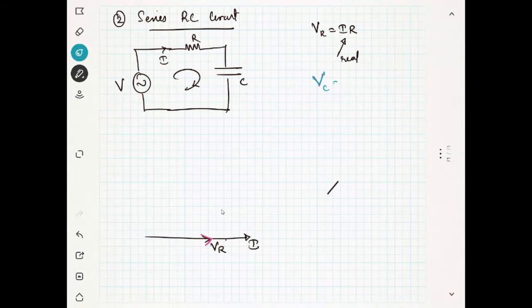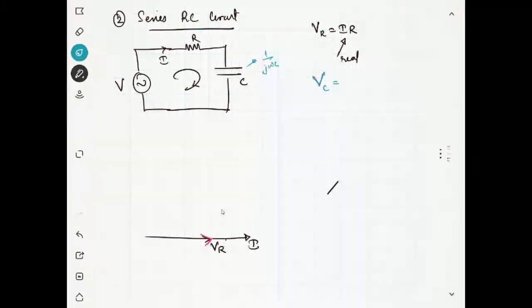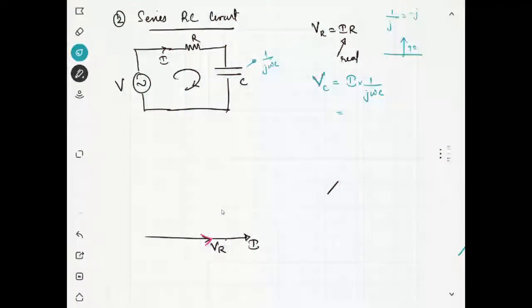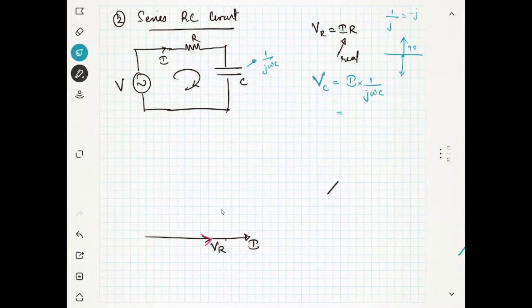Now what about the voltage phasor across the capacitor? It has a reactance of 1 by j omega C, so it will be I into 1 by j omega C. But you know that 1 over j equals minus j. So what is minus j? You know that plus j is 90 degrees, so minus j is the mirror image of it. So it will be minus 90. Am I correct?